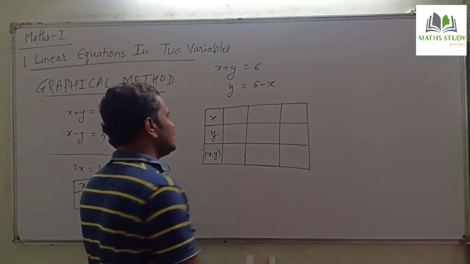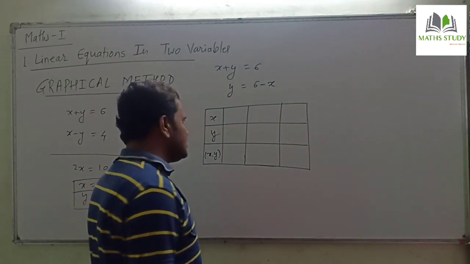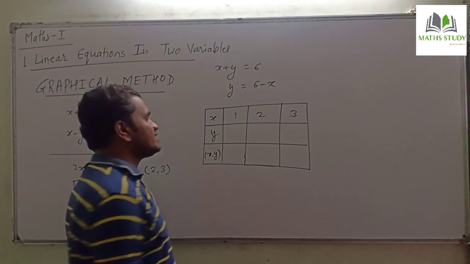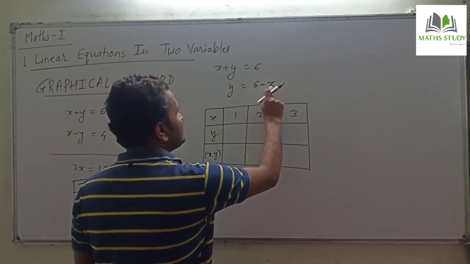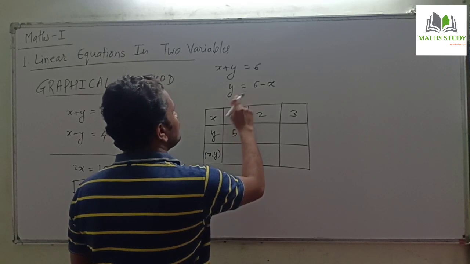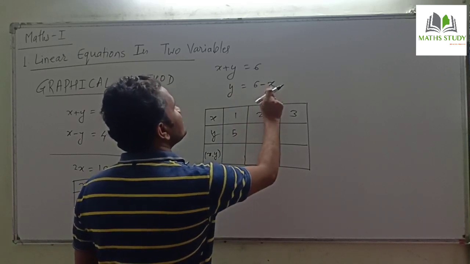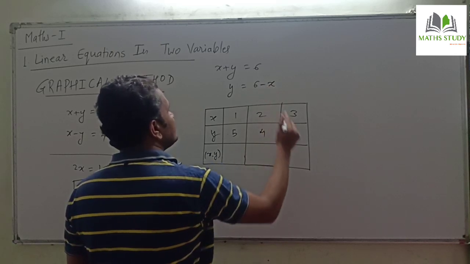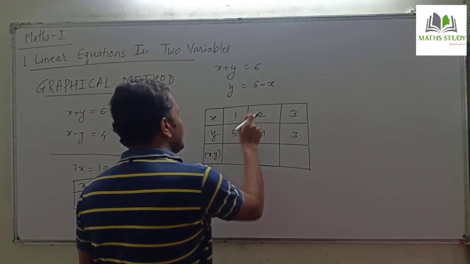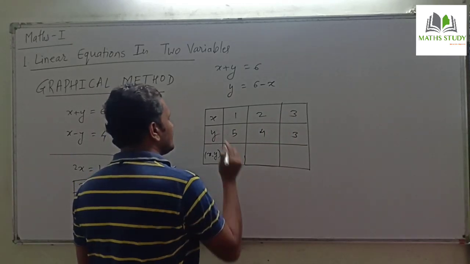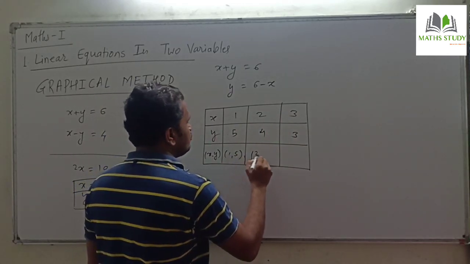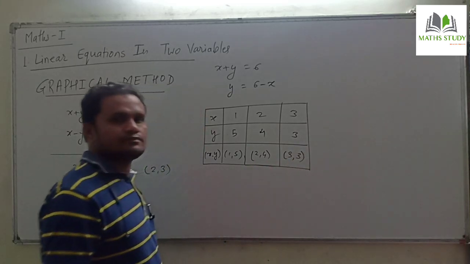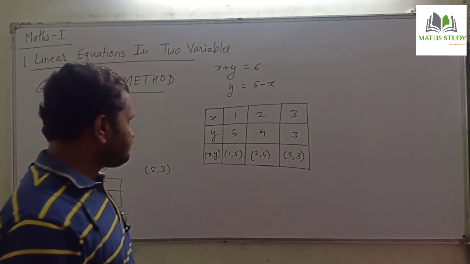Now here see, just put 1, 2, 3 in place of x. If you put x as 1, 6 minus 1, y is equal to 5. If you put 2 here, 6 minus 2, y is equal to 4. If you put 3 here, 6 minus 3, it will be 3. So you got x, y, x, y, x, y. So the points will be 1, 5, 2, 4, and 3, 3. In this way, you got that?